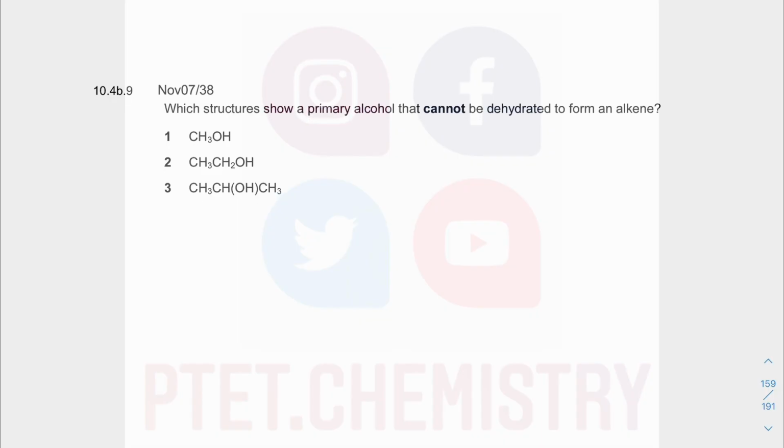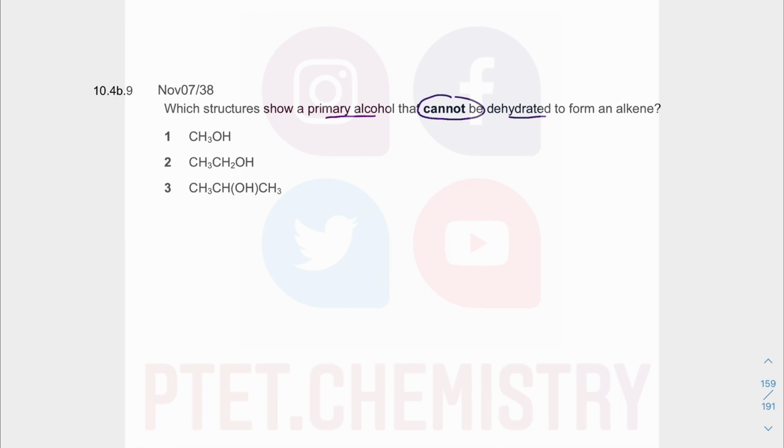So next question. Which structures show a primary alcohol? So primary alcohol, the carbon with the OH is bonded to one other carbon. Can it be dehydrated? Remember, to dehydrate, you need a hydrogen on the next carbon to the carbon with the OH.